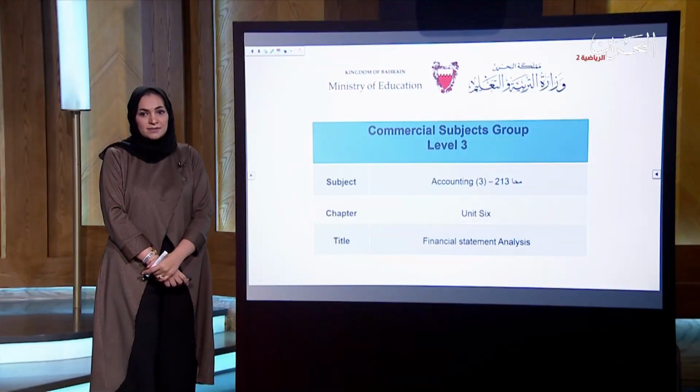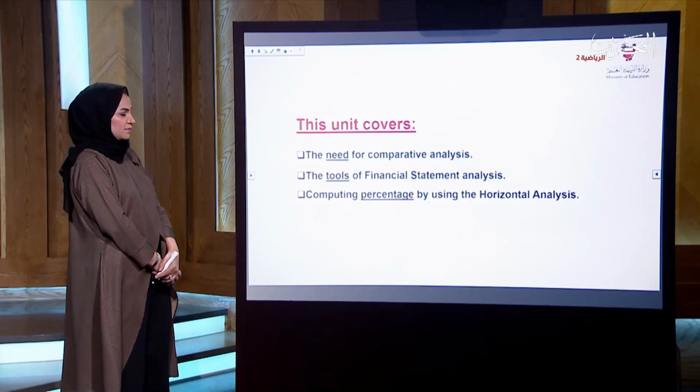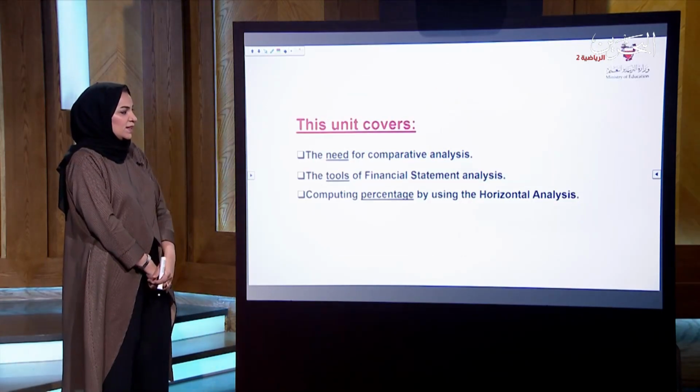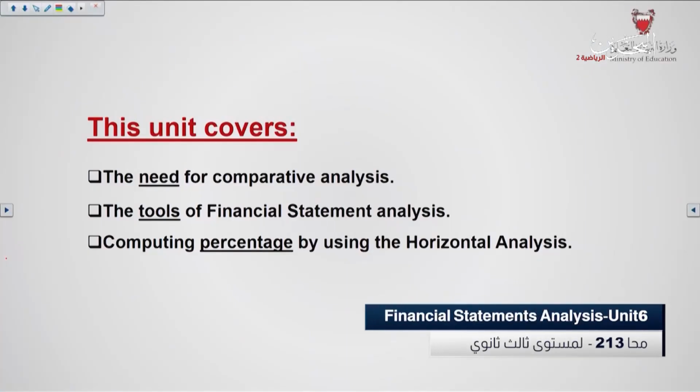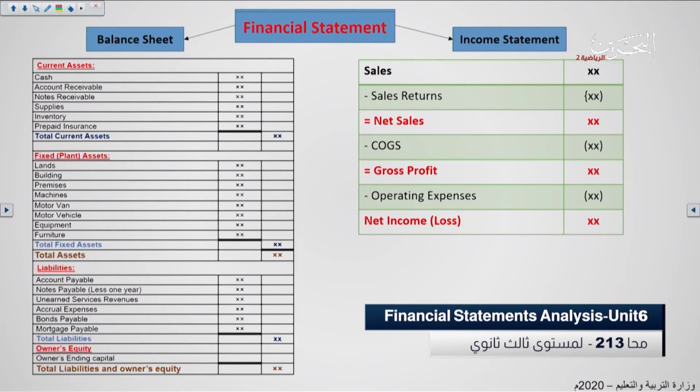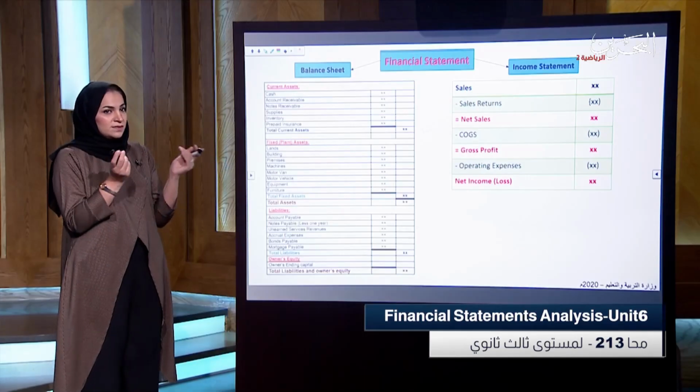Welcome dear students in our commercial subject group for level 3 in accounting 213. Today we are going to explain unit 6, financial statement analysis. This unit will cover the need for comparative analysis, the tools of financial statement analysis, and how we compute the horizontal analysis. What does it mean, financial statement?